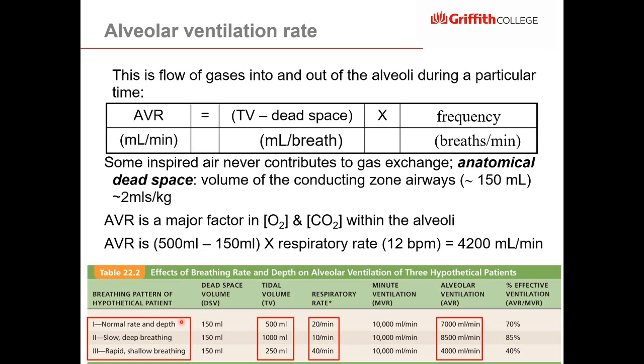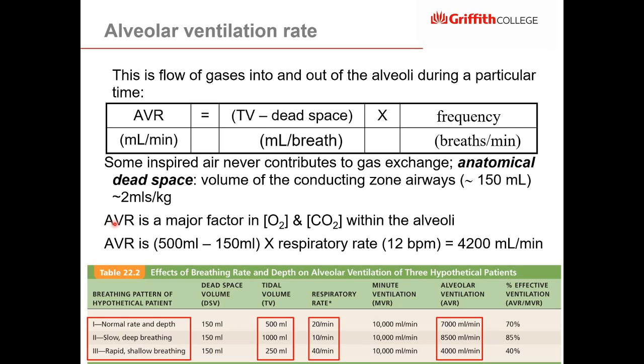Now, what I want you guys to pay attention to here are some of these values. So if we do normal breathing, normal rate of breathing, normal depth of breathing, tidal volume 500 mil, and let's assume 20 breaths per minute. What that is going to give us is 10,000 milliliters or 10 liters per minute that you are breathing, and an alveolar ventilation rate of 7,000 mils per minute. And again, this alveolar ventilation rate is a good indicator of how much gas we are exchanging and putting into our blood.